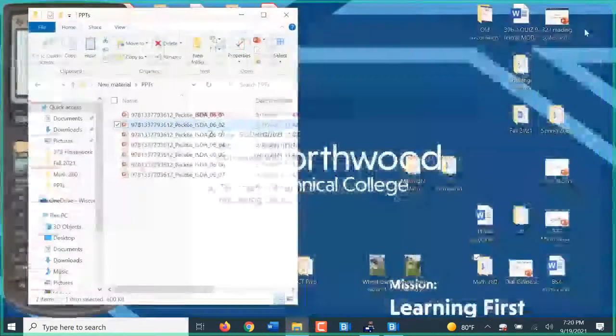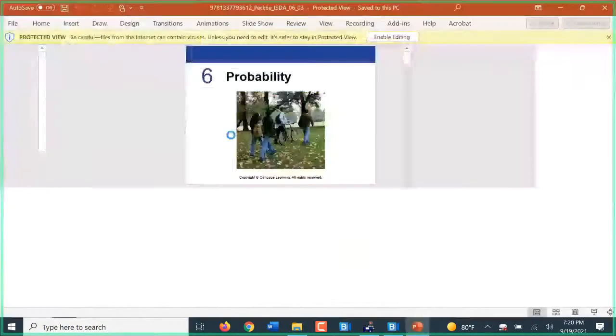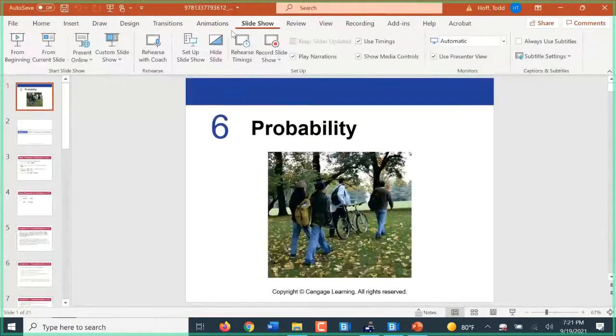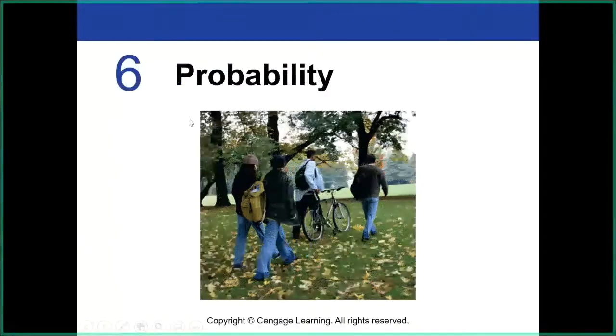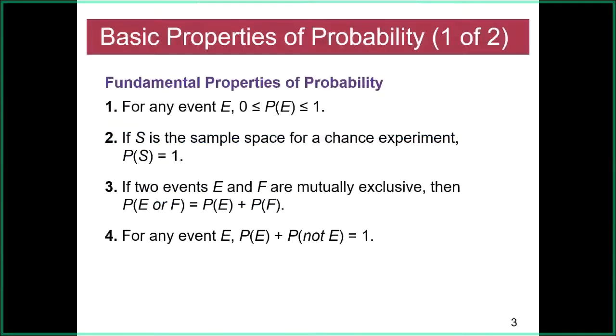Okay, so on to section 3 here. As we continue with probability, the basic properties of probabilities. For any event, the probability of that event occurring is between 0 and 1. Remember we said 0 means it's impossible, 1 means it's guaranteed.